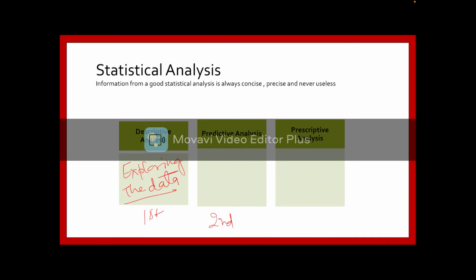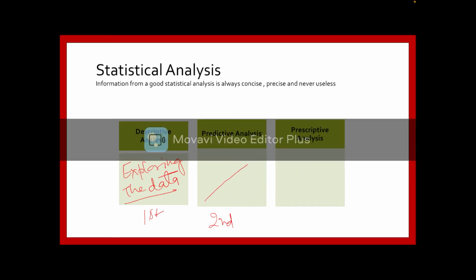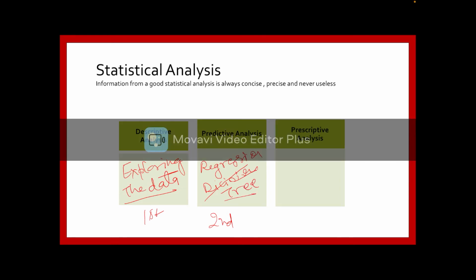Then, the next step, second, is predictive analysis. After understanding the data and getting an idea of the data variables, we apply predictive analysis. Predictive analysis predicts: we have some data, and then we predict for the future. So this is like regression analysis, regression, decision tree, all these algorithms come under this, and many others are also there.